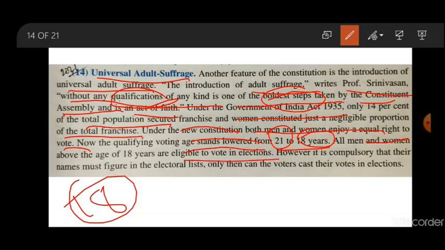However, it is compulsory to enroll their name in the electoral list in order to vote in the election. Then only they are eligible to go to the voting center and cast their votes. So that is what universal adult franchise is. This system is being followed in every democratic country. That's why it is known as universal adult franchise.